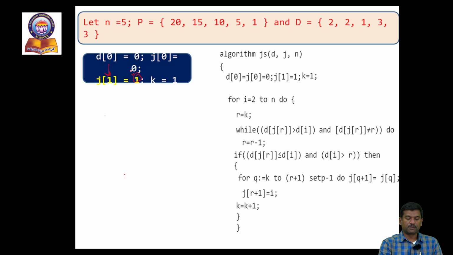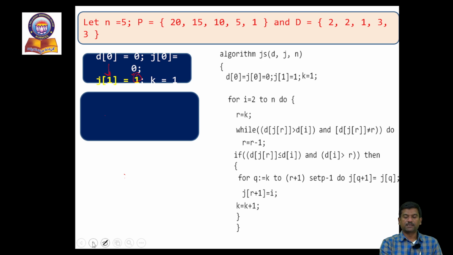And similarly, we are using a temporary variable, that is k equal to 1. And for the next case of the tracing of the algorithm, that is for i equal to 2 to n do, that is from the second job onwards. So here we are taking job 1 directly into the solution set.